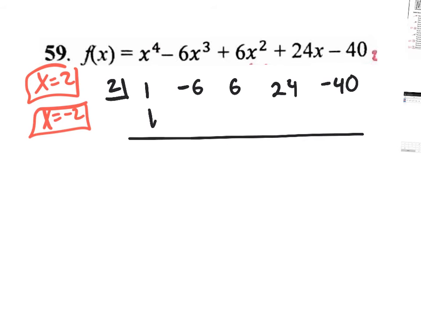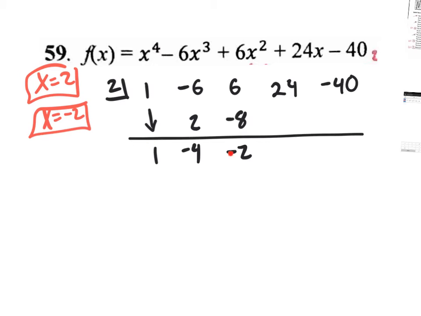As you go down, you add: 1 plus 0 is 1. As you go up, you multiply: 2 times 1 is 2. As you go down, you combine: negative 6 plus 2 is negative 4. As you go up, you multiply: 2 times negative 4 is negative 8. As you come down, you combine: 6 and negative 8 is negative 2.